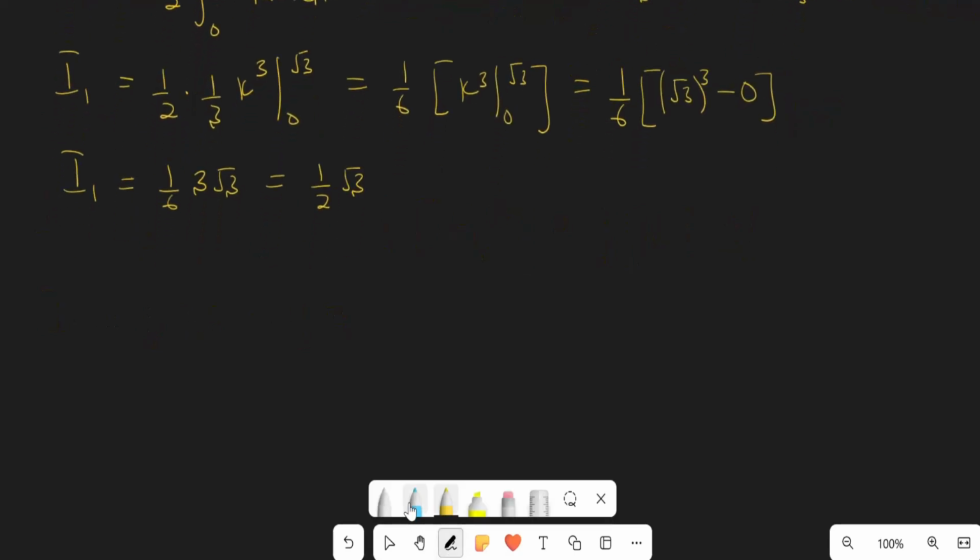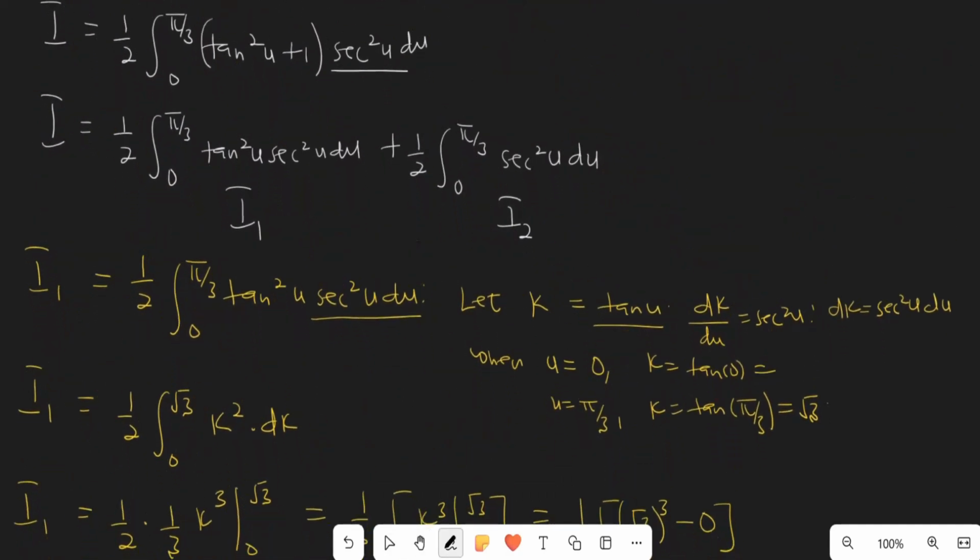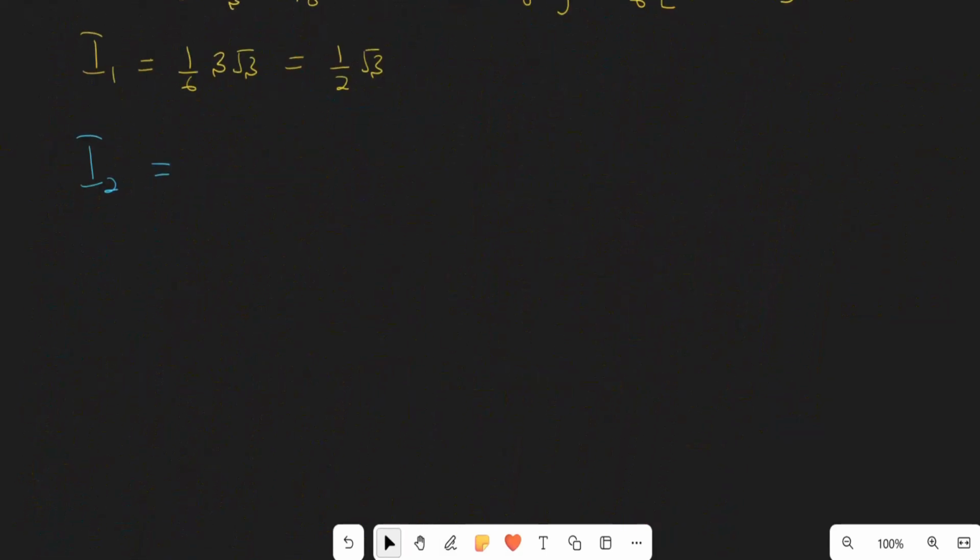Now let's deal with the I2. What is really the I2? You can go back up. The I2 is 1/2 the integral from 0 to pi over 3 of secant square u du. This is really very easy. The differential of tangent is secant squared, so the integral of secant squared is just the tangent. So this one is just 1/2. Integrating secant square u in the u world is tangent of u. The limits of integration from 0 to pi over 3.